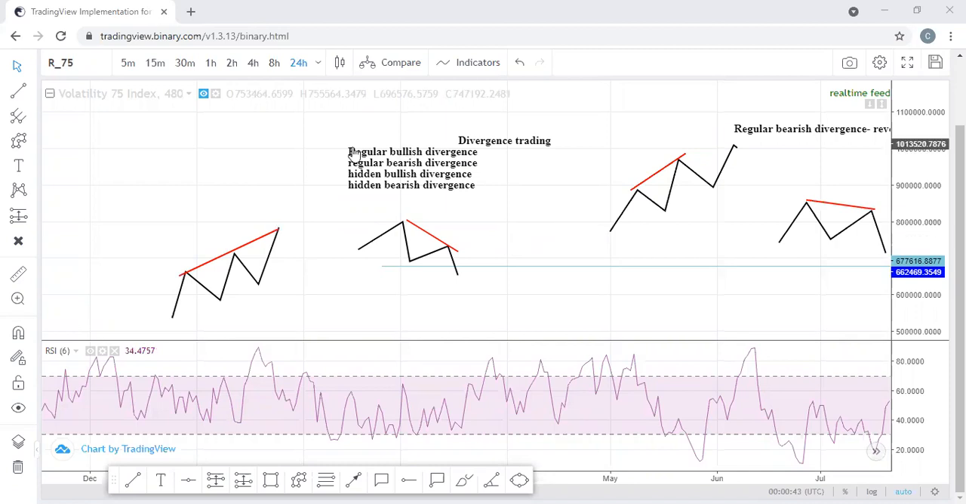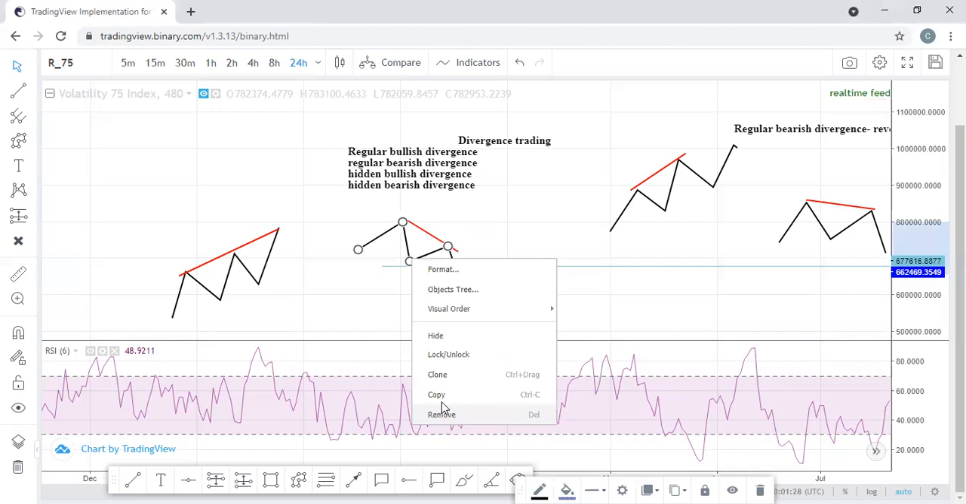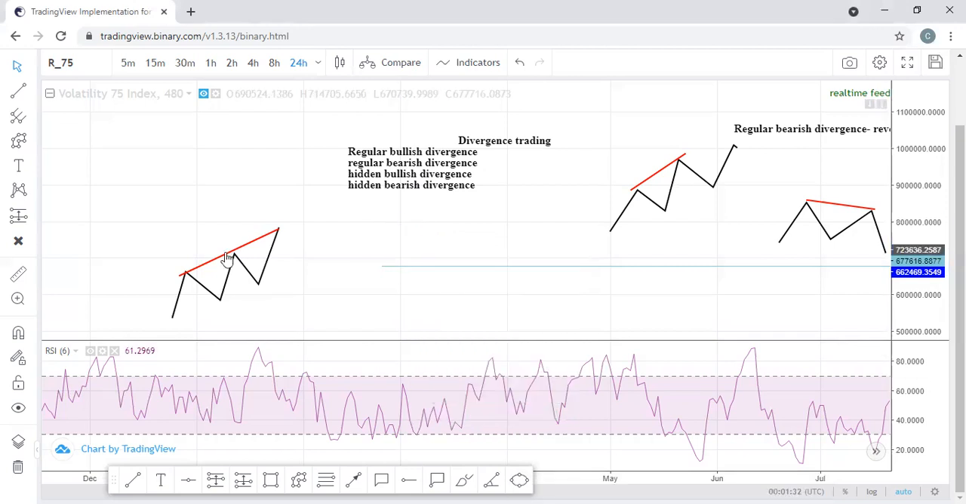Now we have 4 basic kinds of divergence. We have the regular bullish, regular bearish, hidden bullish, and hidden bearish. Now I want to say something to make it very easy. The regular divergences are used to spot reversals in the market. For regular bearish, the market is buying and you're expecting the market to sell. While the hidden bullish and the hidden bearish are used for continuation of the trend. The regular is used for reversal of the trend, while the hidden is used to spot the continuation of the trend. That is the difference between them. So regular means reversal, hidden means continue. That is very simple.